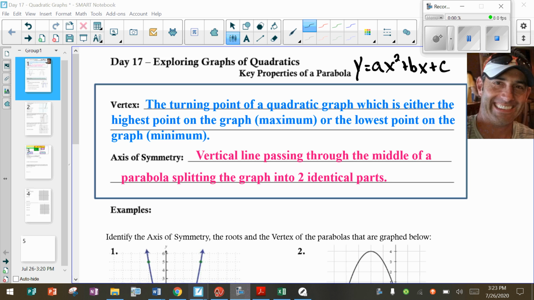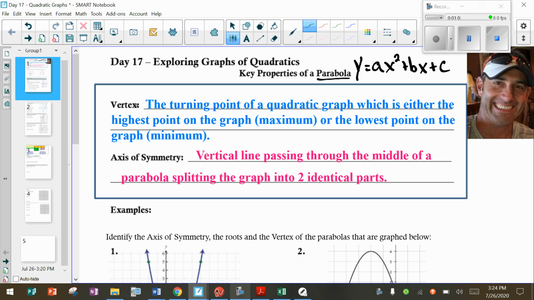So when you see an exponent of 2 in your equation, you're going to have a graph that is called a parabola. And parabolas are graphs that come from a quadratic equation, or an equation with an exponent of 2. The two main parts of the graph that we are going to focus on today, besides the roots, are the vertex and the axis of symmetry.